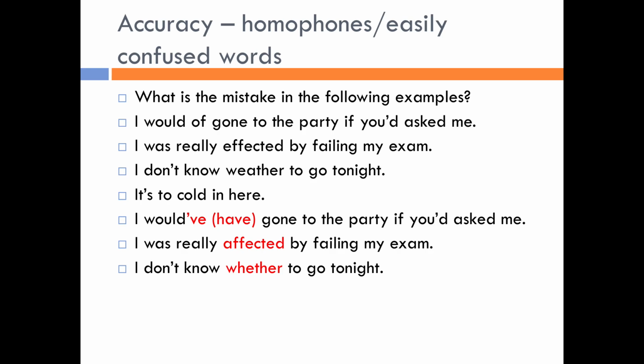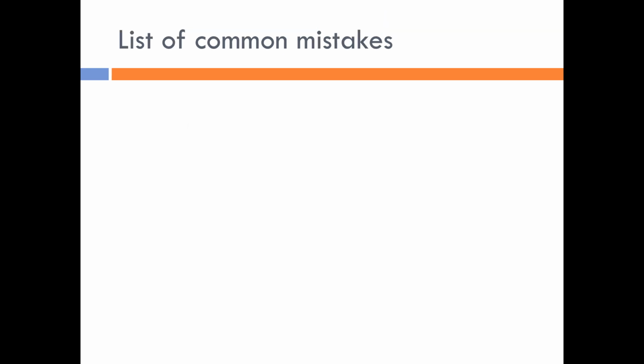And the last one: it's too cold in here. Obviously it should be T-O-O. Too is used for when you have more than you need of something. So it's too hot, too cold, too difficult, too easy, etc. Good. Now I'm going to give you very quickly a list of common mistakes or words that are often confused.